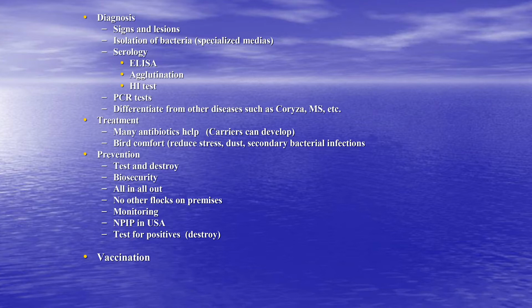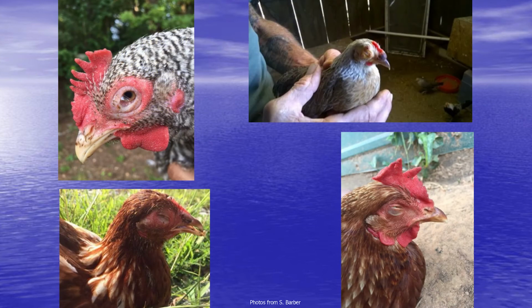Now here's some pictures of some birds. Now you can see these are basically non-commercial type birds. Here we have a chicken. You can see evidence here on the beak, some dried exudate, and there's a little bit of foam right here at the corner of the eye. That tells me that this bird has got some nasal discharge. It's just dried.